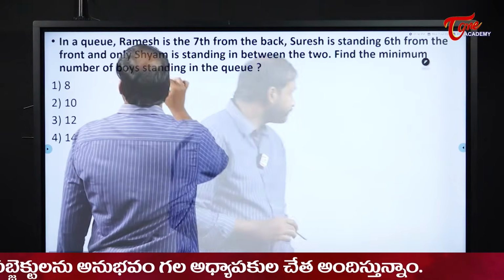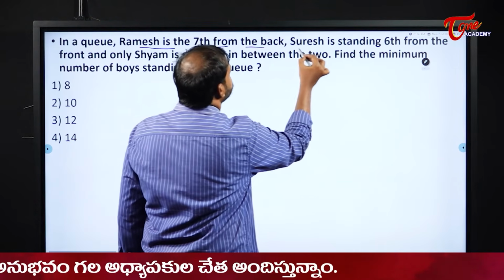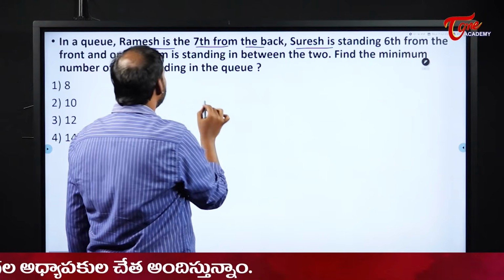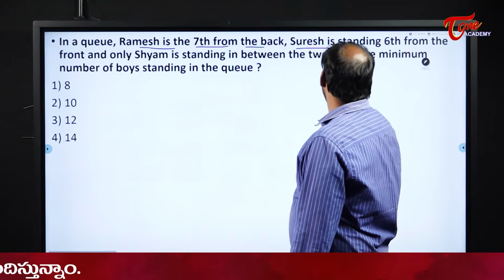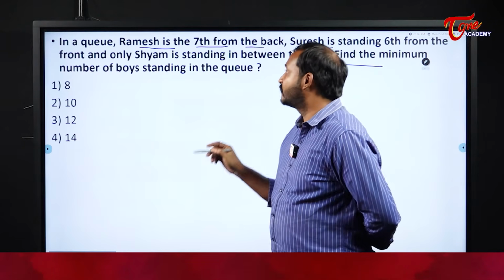Next one. In a queue, Ramesh is 7th from the back, Suresh is standing 6th from the front, only Sham is standing in between the two. Find the minimum number of boys standing in the queue.